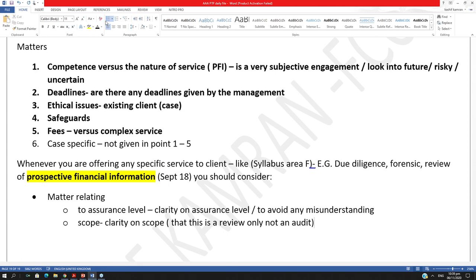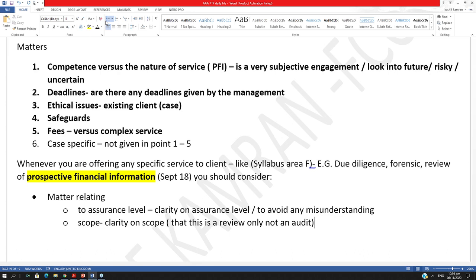What if the management of the Narle company is confused? They believe that the review of a prospective financial information has an equal scope to that of an audit. Are you getting my point? Should you need to provide clarity on scope when you're offering a prospective financial information? Can there be any confusion on the scope of a prospective financial information? Can the management misunderstand this?